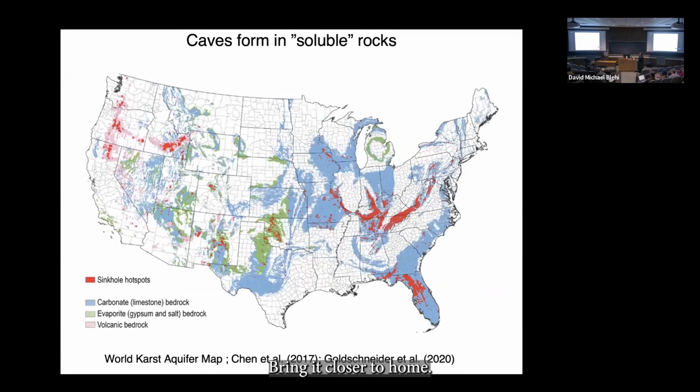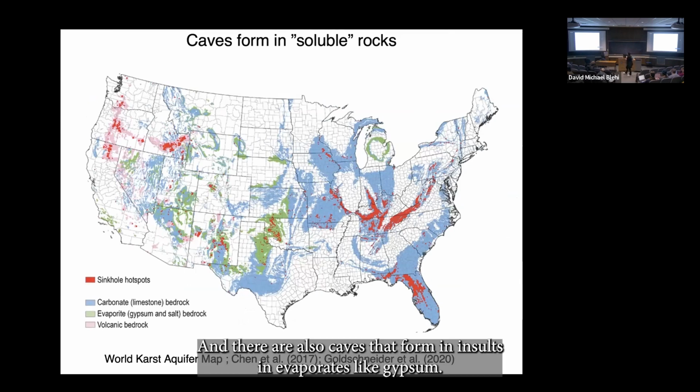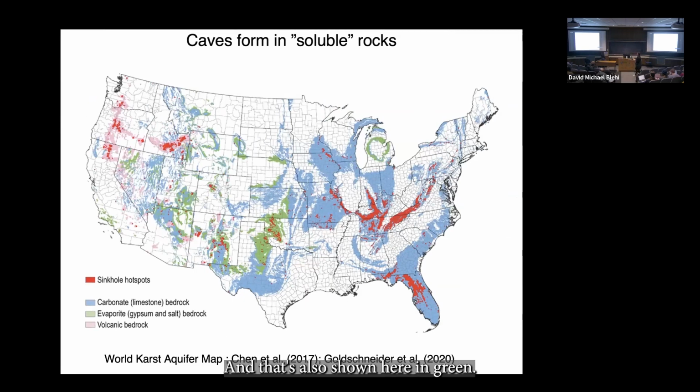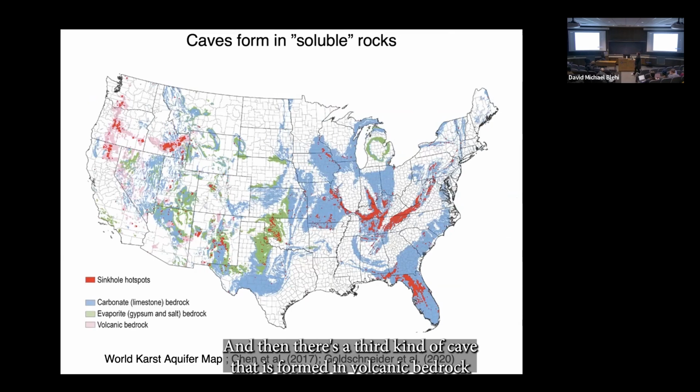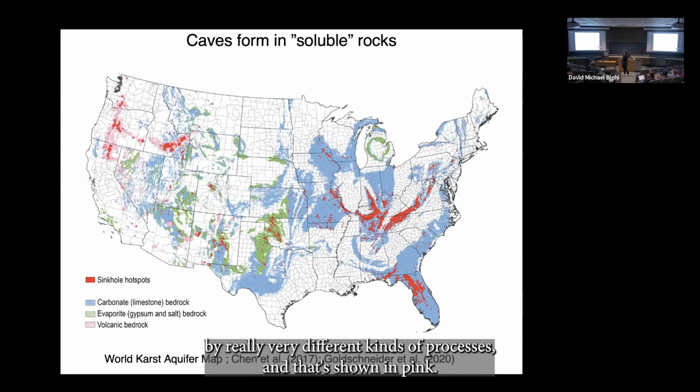To bring it closer to home, here's a map of the United States. And limestone is shown in that blue color. And there are also caves that can form in salts, so in evaporites like gypsum. And that's also shown here in the green. And then there's a third kind of cave that is formed in volcanic bedrock by really very different kinds of processes, and that's shown in pink.